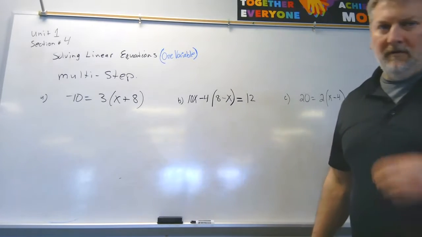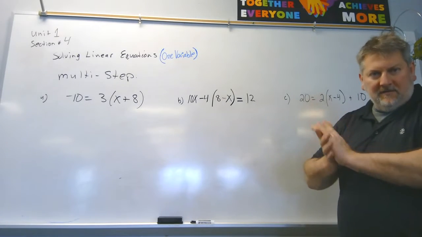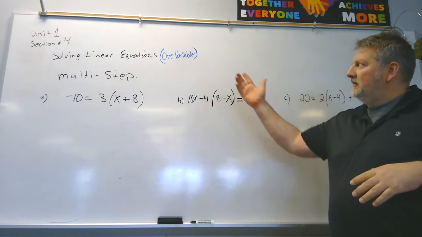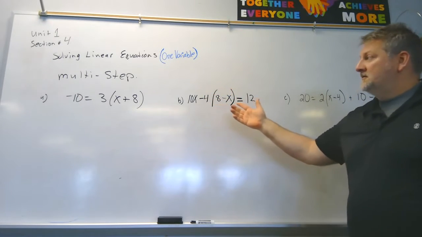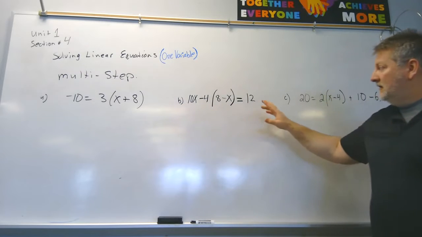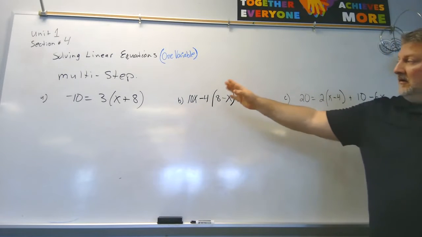All right, back to section 4. We're going to talk about some multi-step equation solving. Again, staying with the one variable. This time it's more than 2 steps. So first question is A, then B, then C.